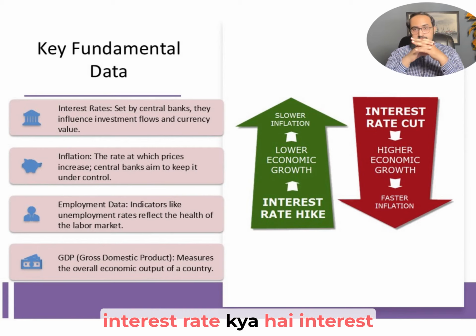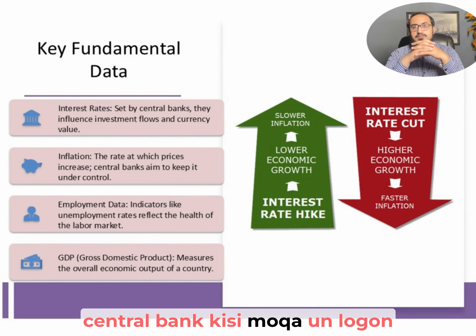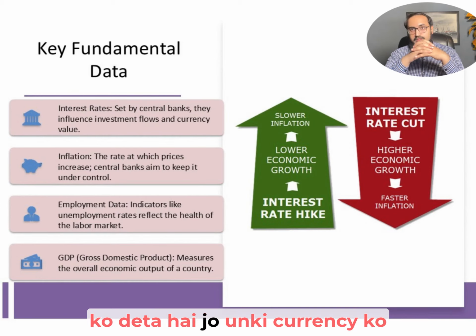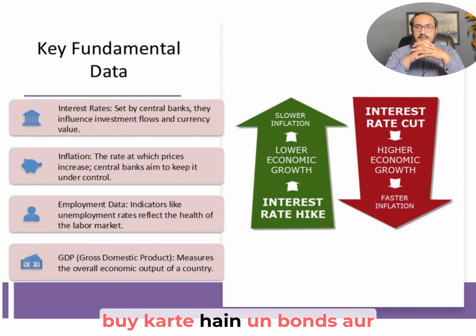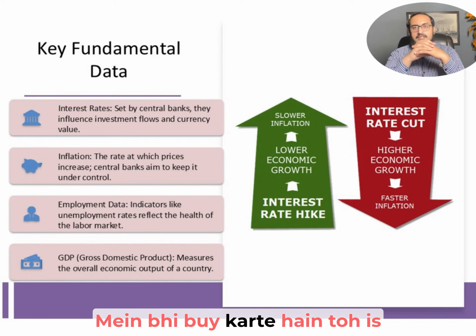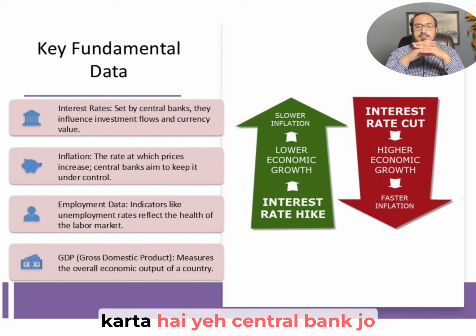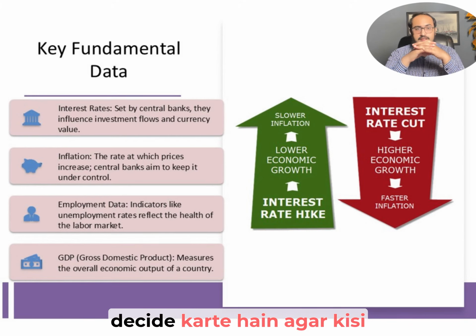First is the interest rate. What is the interest rate? The interest rate is the return that a country's central bank gives to those who buy their bonds. When buying these bonds and yields, or even in pure currency nowadays, we get profit and return. Now, who decides this? The central bank decides this.